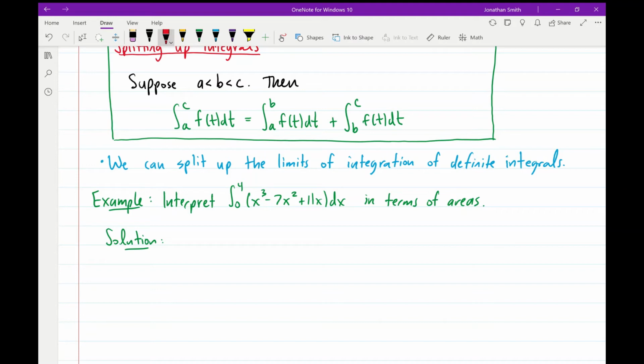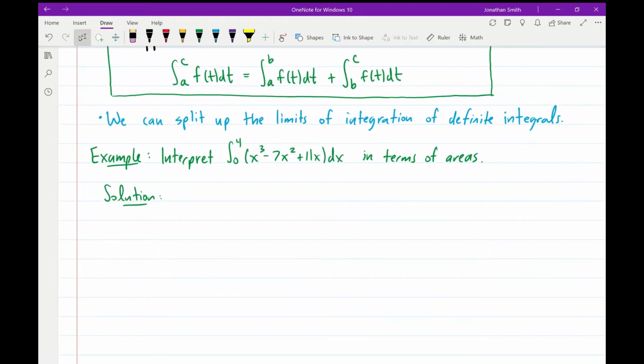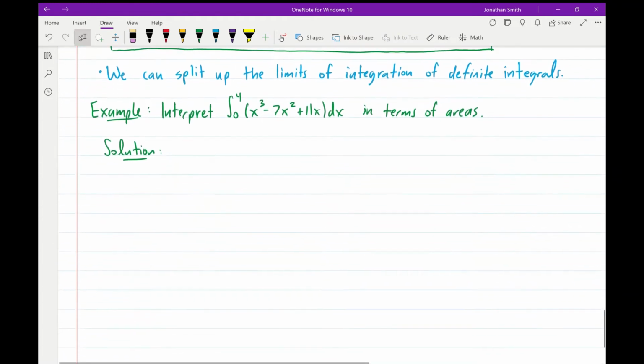Then this integral is actually equal to the sum of two other integrals that we get by splitting up the limits of integration. We can go from a to b and take the integral of f of t, and then add the integral from b to c of f of t, and this is going to give us the same thing. So the key idea here is that we can split up the limits of integration of definite integrals into the sum of a bunch of smaller definite integrals.